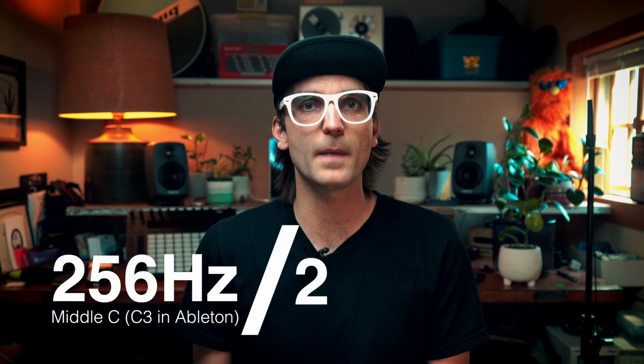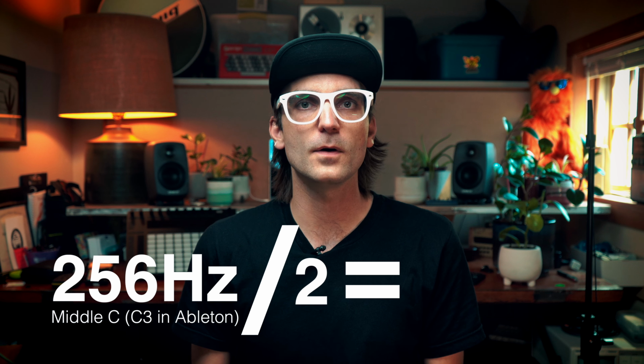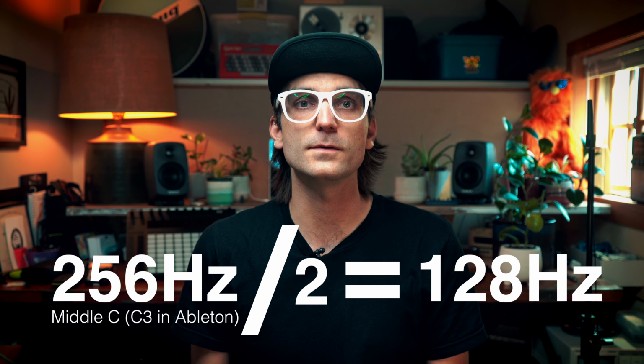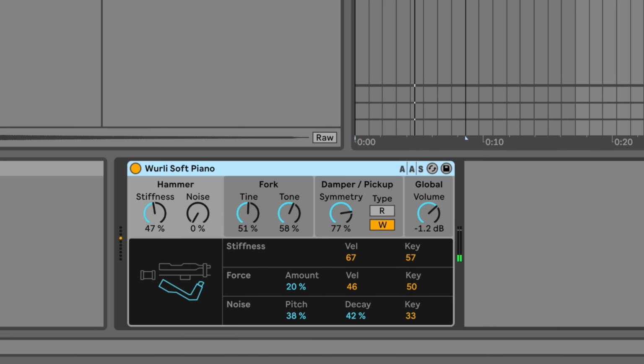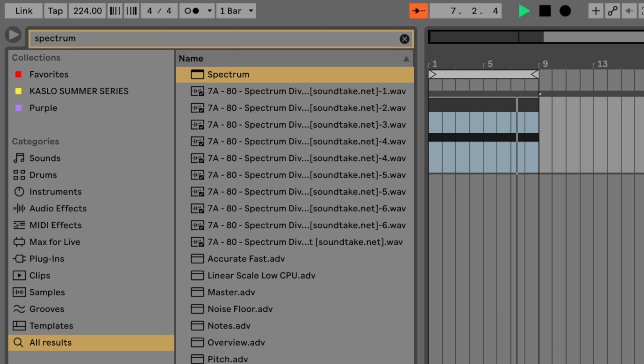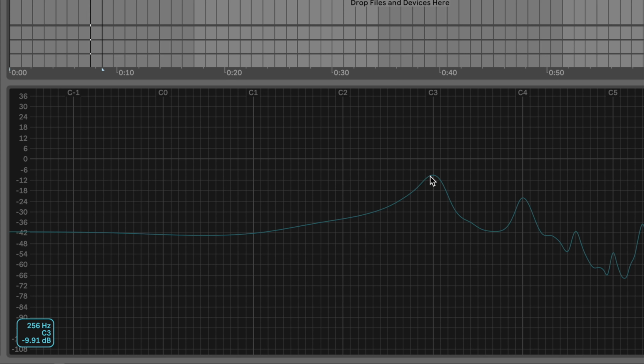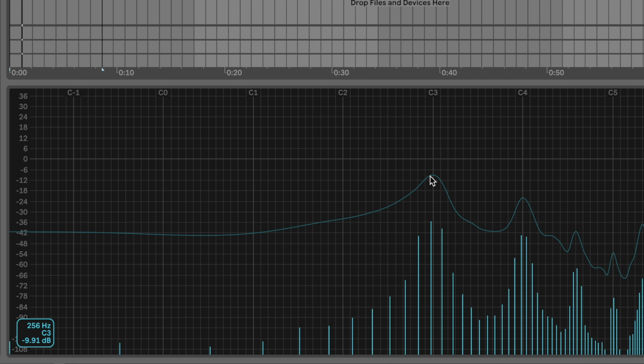For example, if we halved the frequency of our middle C by dividing 256 Hertz by 2, we'd find the number 128 Hertz. So if I'm not telling you lies, then the frequency of C2 should be 128 Hertz. Let's find out if you can trust me. I'll add an instrument device and spectrum analyzer to this track so that we can confirm that this note, C3, is in fact producing 256 Hertz.